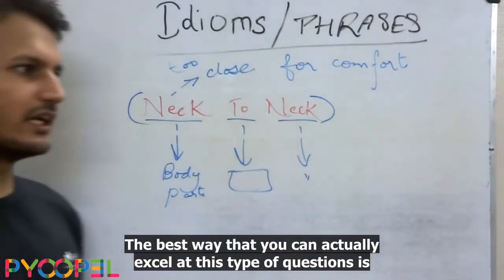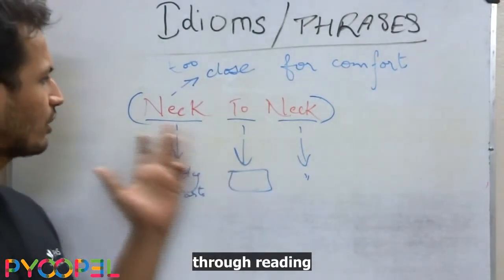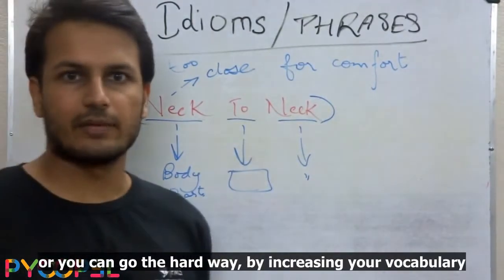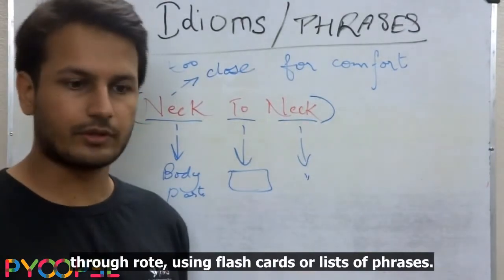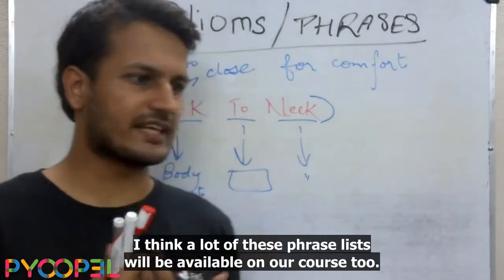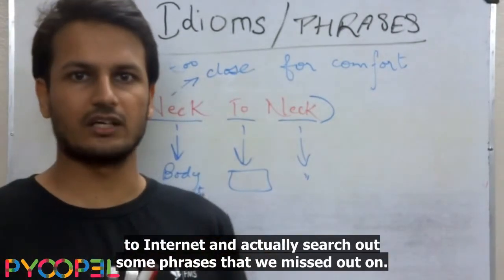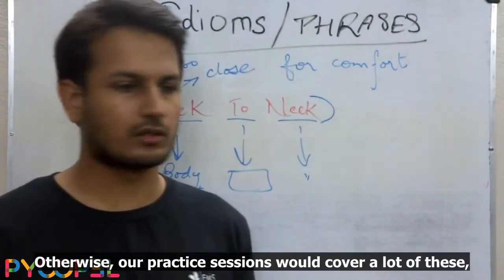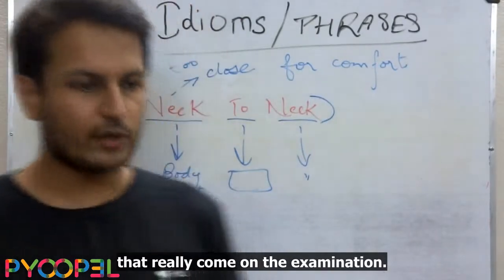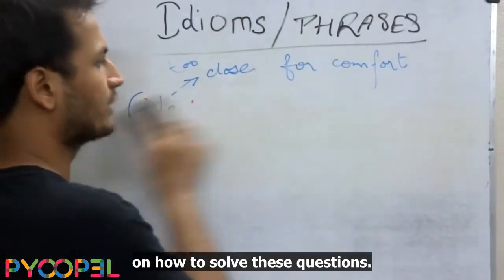The best way that you can excel at these types of questions is through reading as many idioms or phrases as you can. Or you can go the hard way by increasing your vocabulary through rote, using flashcards or lists of phrases. I think a lot of these phrase lists will be available on our courses too. And if they are not, I advise you to go on the internet and search out some phrases that we missed out on. Otherwise, our practice sessions would cover a lot of these that really come on the examinations. So why don't we take a look at the examples that would put us up to speed on how to solve these questions.